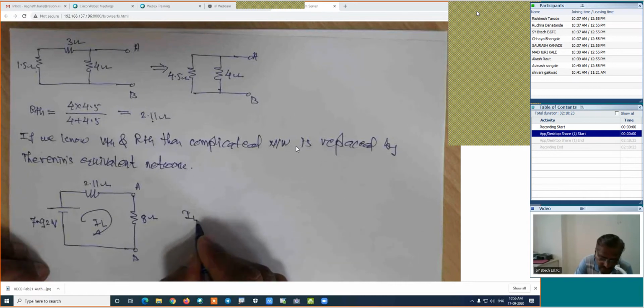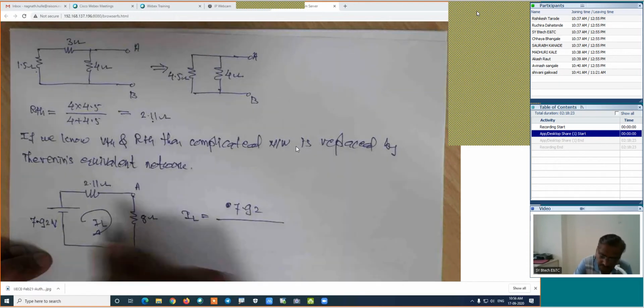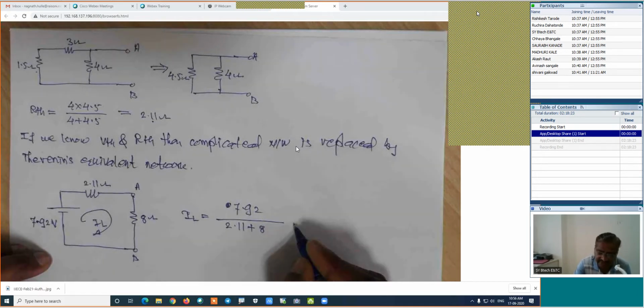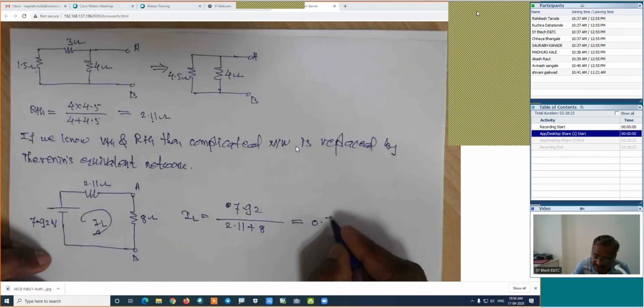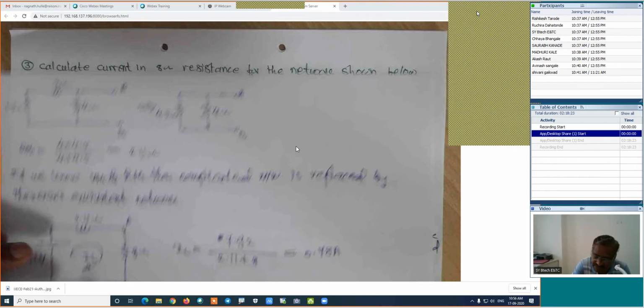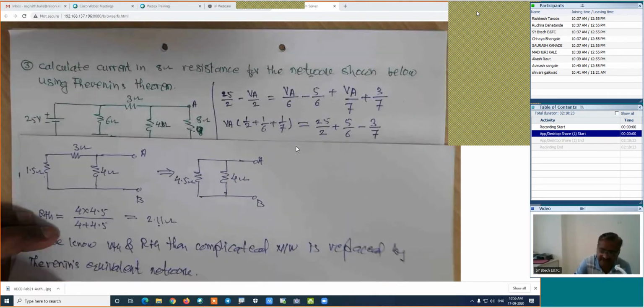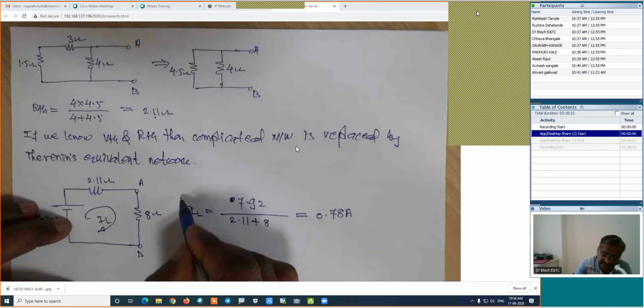Now here IL is equal to, how is the formula? Total voltage which is 7.92 divided by the total resistance which is 2.11 plus 8. Find out its load current first. 0.78 amperes. 0.78 amperes. Now what value are we interested in calculating? Calculate the current in the 8 ohm resistance. And this is the answer. We are interested in the calculation of the current in this 8 ohm resistance, which is 0.78 amperes.